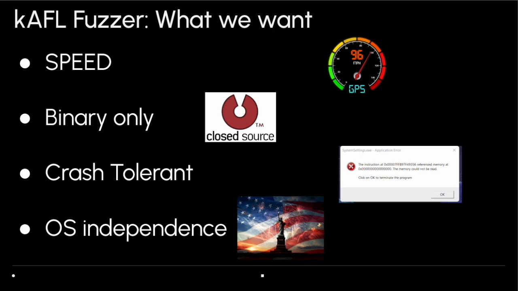We need speed, so we can run thousands of iterations per second. We need binary only operation, so we can target closed source systems like Windows and macOS without touching the source code. We need crash tolerance, so a kernel panic doesn't kill our fuzzer. And we need OS independence, so the same tools will work across different operating systems. These four goals directly address the specific failures of prior work, and is what kAFL hopes to solve.